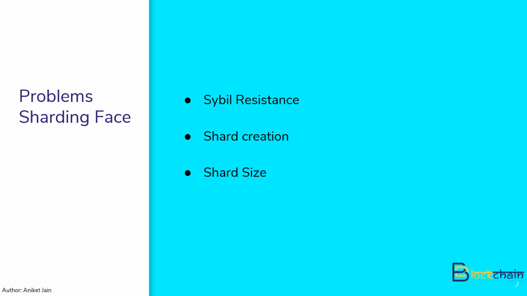Then there is shard creation. The problem of shard creation is who will create the shards. Let's take an example that a particular team is creating shards. Then what happens if that team turns malicious? That may compromise the security of the whole network. Then the problem of shard size is what will be the size of the shard. For example, if we take 1000 nodes and we create 100 shards of 10 nodes each, then this won't be feasible as there can be a majority of malicious nodes in a shard, and that will simply compromise the security of the system.